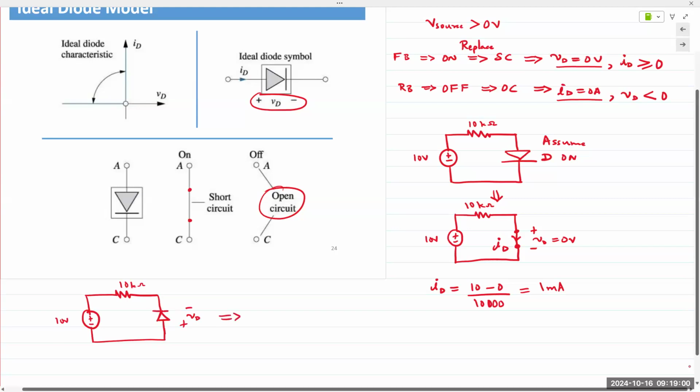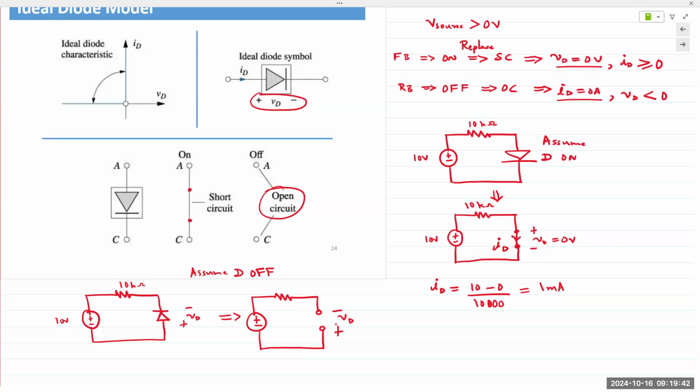And so assume D is off. And I can replace it with the open circuit, which means my diode voltage must have a negative value.